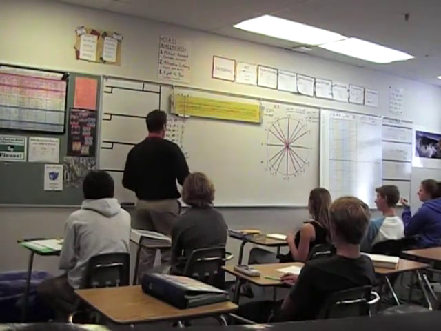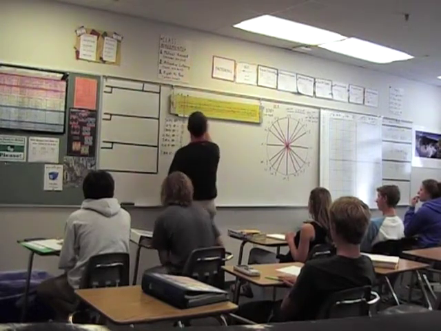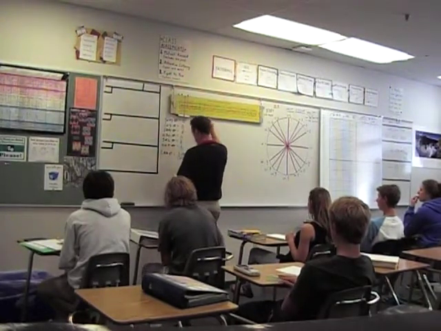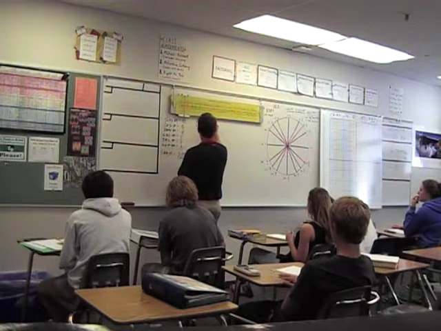We're going to talk a little bit about some identities, guys. So these are known as what's called quotient identities.